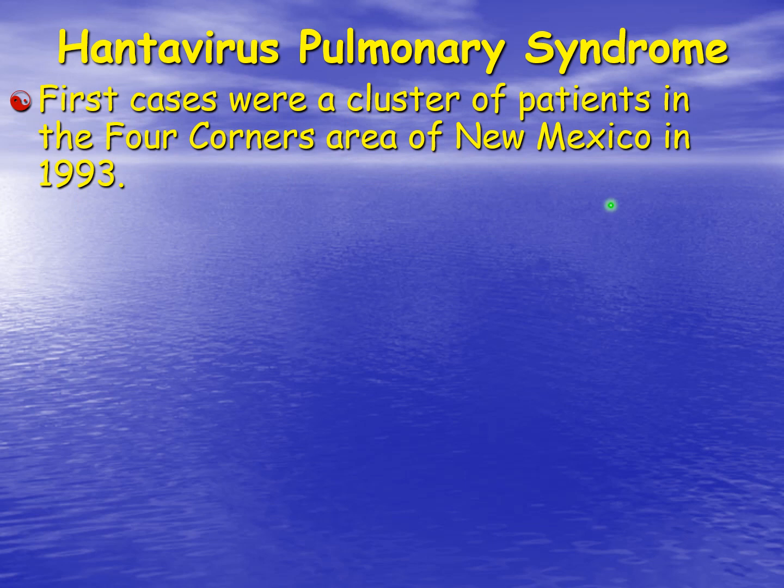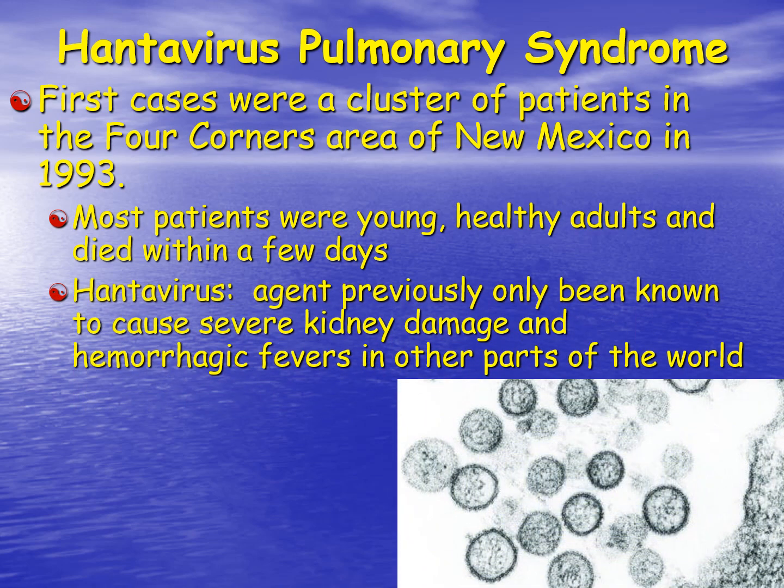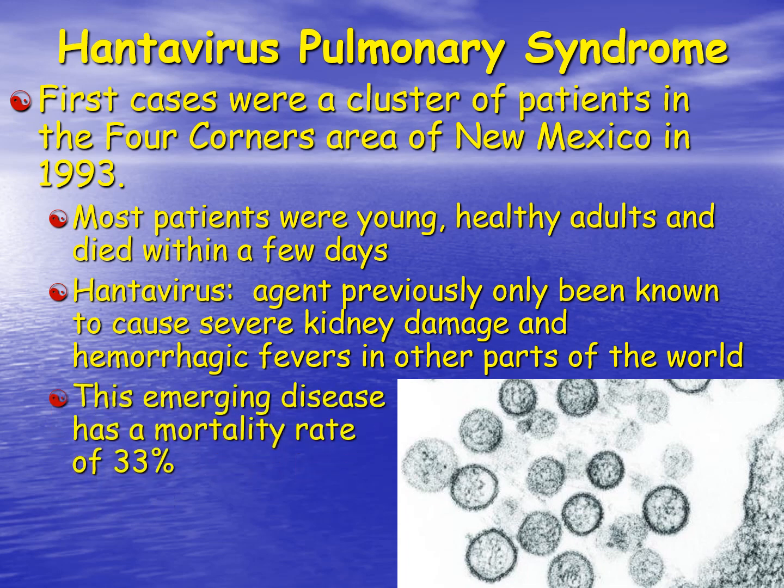Now, I want to mention hantavirus because this is a very serious disease. Hantavirus pulmonary syndrome. The first cases in the United States were actually a cluster of patients seen in the Four Corners area of New Mexico in 1993. Most of these patients were young, healthy adults, and they died within only a few days of the onset of signs and symptoms. We then identified hantavirus, and this was an agent previously only known to cause severe kidney damage and hemorrhagic fevers in other parts of the world. This emerging disease has a 33 to 50% mortality rate, even with treatment.